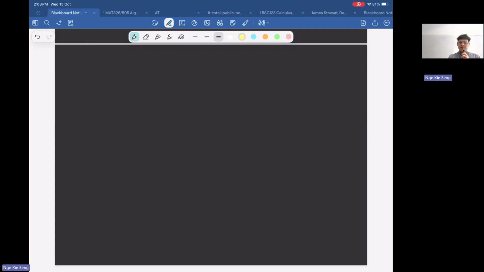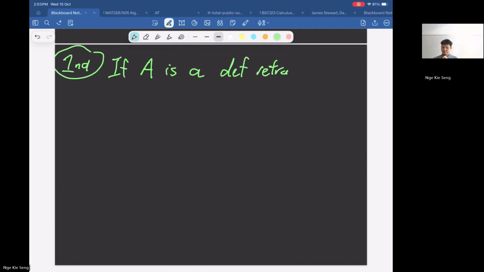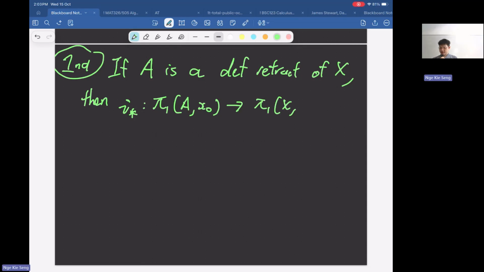Okay, let's address some problems that we left last time. So the first problem was: I think if A is a deformation retract of X, then the inclusion map on pi 1, which is induced by the inclusion on the space, is actually surjective.